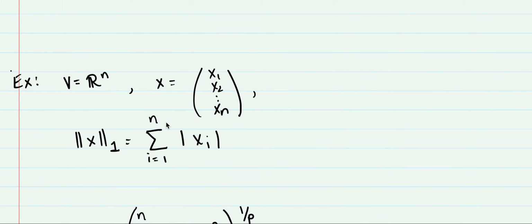Let's talk about some other norms. So we know that V is a vector space, this Rn, and the vectors in V look like this, where we have x1 through xn. And you can make it into an inner product space, and we saw the different ways we could do that. We could just say this is equal to x transpose y. That's one way to do it.